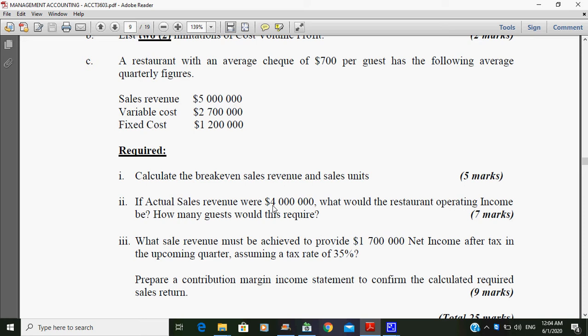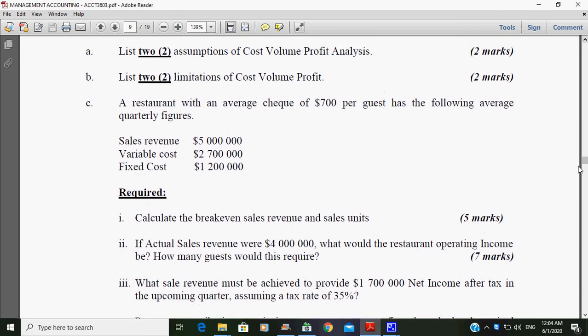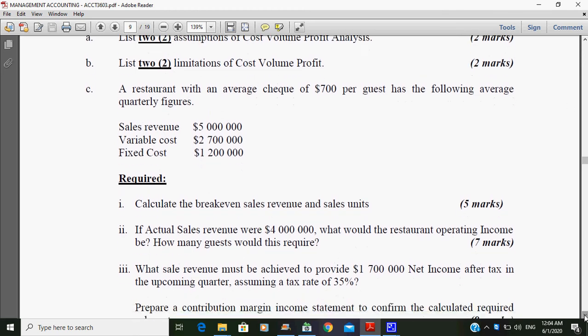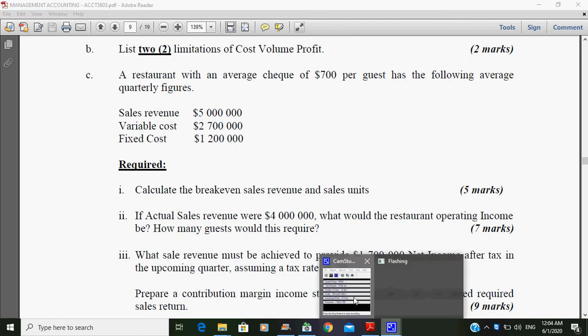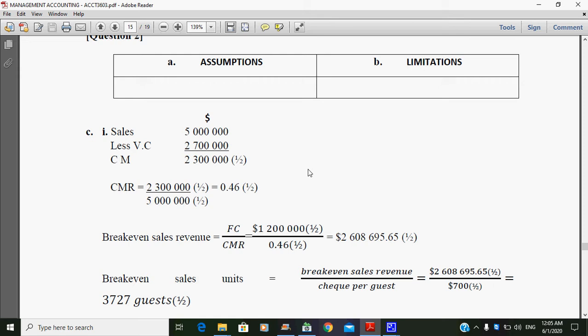Next one, what sales revenue must be achieved to provide the 1.7 million net income after tax in the upcoming quarter, assuming a tax rate of 35%. And then it says prepare a contribution margin income statement to confirm the calculated required sales revenue. Pause video. Write this down for me, please, as we move forward to the solution for these questions. We're not going to look at the assumptions, we're going to look at the calculations for this question.